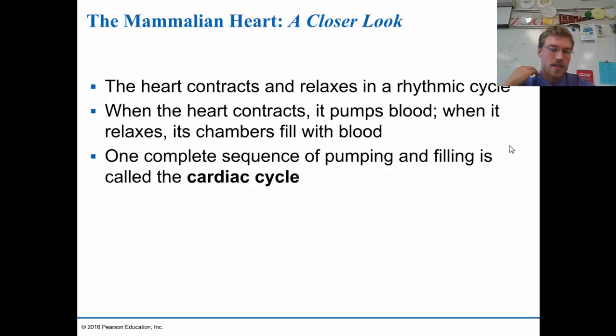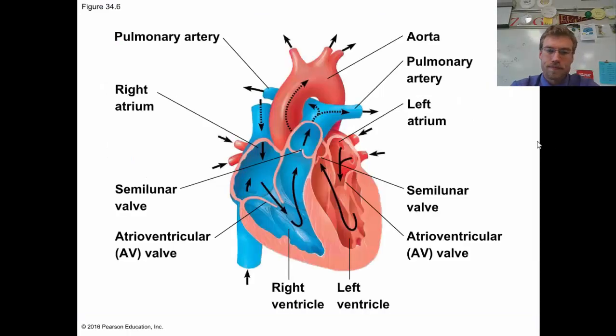The heart contracts and relaxes in a rhythmic cycle, and when the heart contracts, it pumps blood, and when it relaxes, its chamber is filled with blood. So it contracts, it pumps, it relaxes, it fills back up, and this continuous cycle is what keeps the blood moving. So just a closer look at the heart.